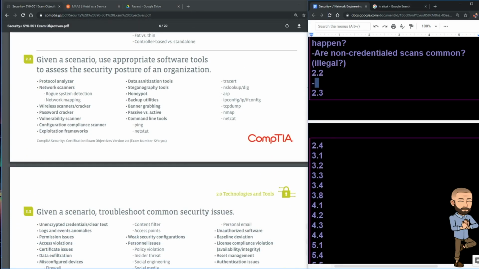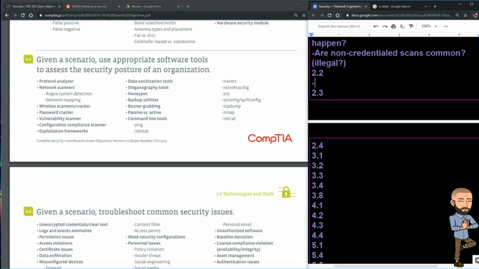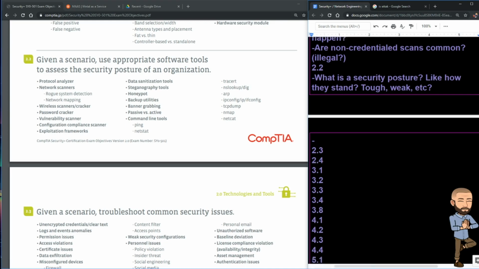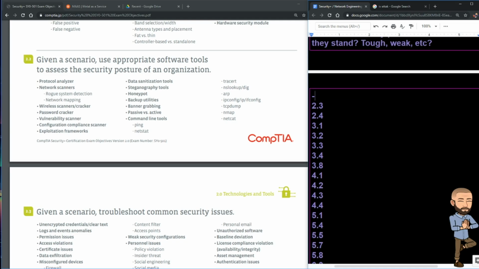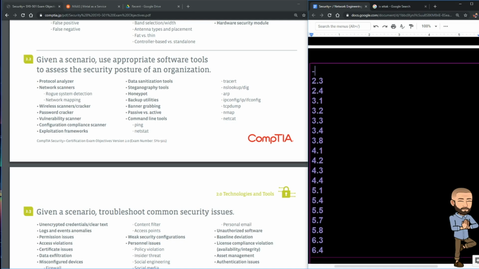But here we are with the one we want. Given a scenario, use appropriate software tools to assess the security posture of an organization. So what does this word posture really mean? Like how that organization stands? As in, are they standing tough? Do they look weak? Do they have poor posture?